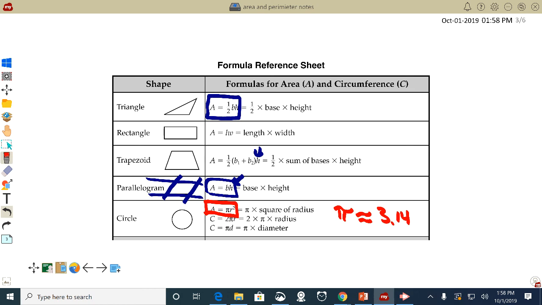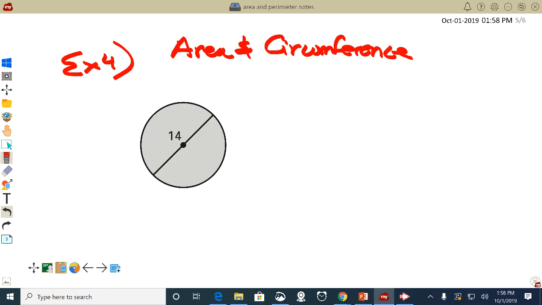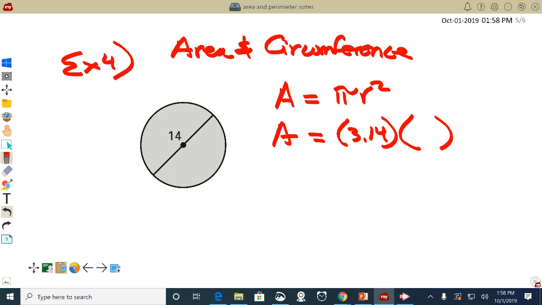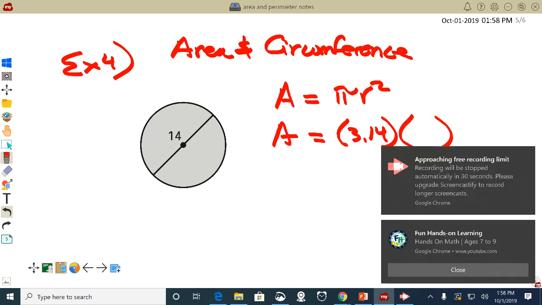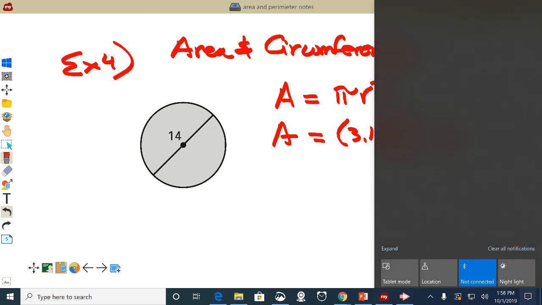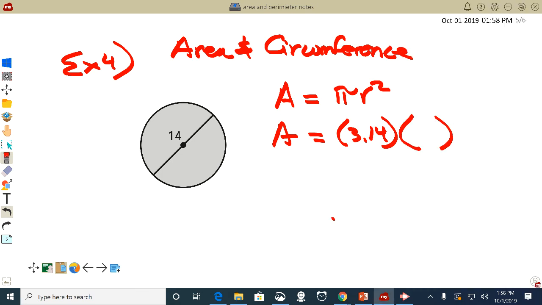So let's use this formula, pi r squared. Area equals pi times the radius squared. So we're going to figure out how many square units inside the circle. So here we go. Area then is equal to 3.14. Do you guys remember the difference between the radius and the diameter of a circle from way back in the day? Nice. Radius is half a diameter, in other words. Half the diameter.